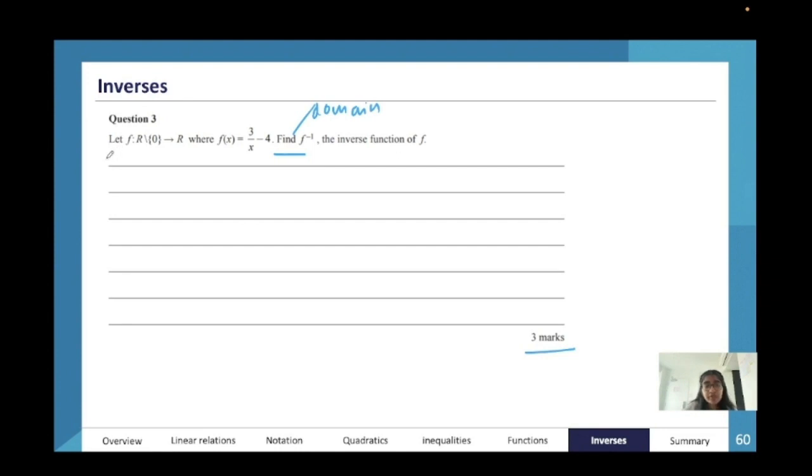Okay, so let's do it. Same process as before. Pause, have a go at the question, and then listen to the recording again. So let's do it. We've got f of x is 3 on x minus 4. So let y equals f of x.